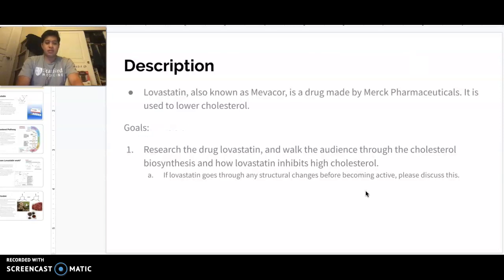So let's start with a description. Lovastatin, also known as Mevacor, is a drug made by Merck Pharmaceuticals. It is used to lower cholesterol. Our goals for this week were to research the drug lovastatin itself and walk the audience through the cholesterol biosynthesis and how lovastatin inhibits high cholesterol. And also as an aside, if lovastatin goes through any structural changes before becoming active, please discuss this.